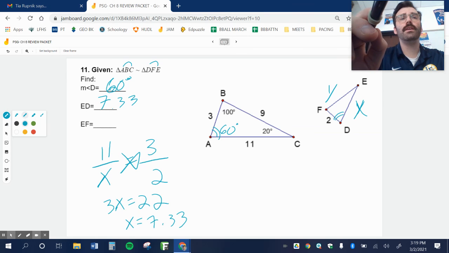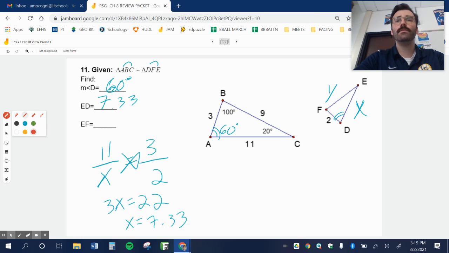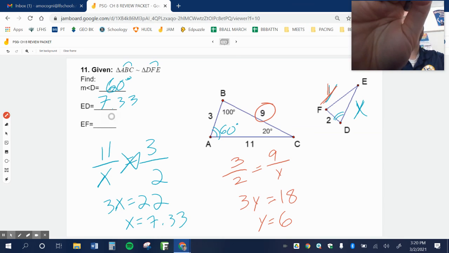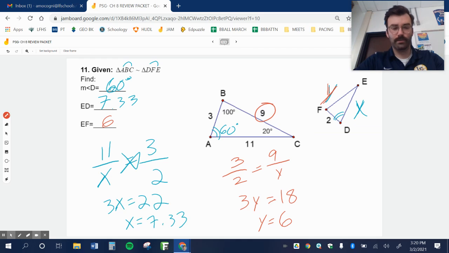All right, let's find y. So I'll solve for y in red here. Okay, so y corresponds with 9. So I can say 3 over 2 equals 9 over y. Cross multiply, 3y equals 18. y equals 6. There you go. I'll get the rest on the next video.